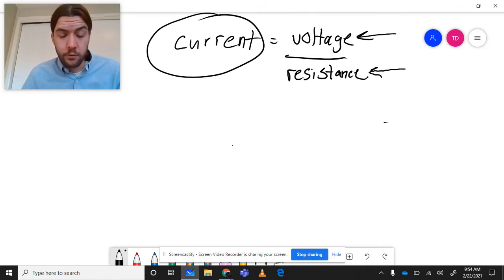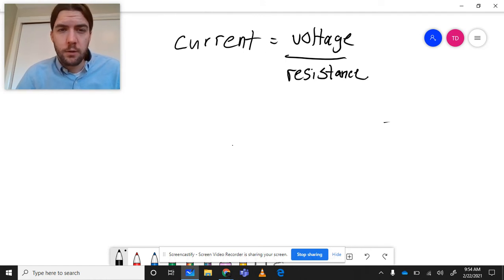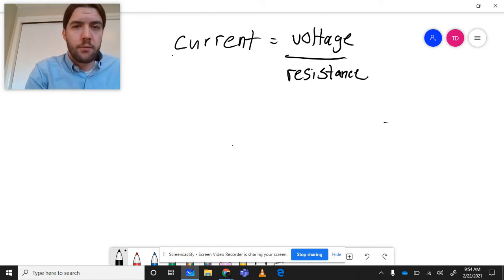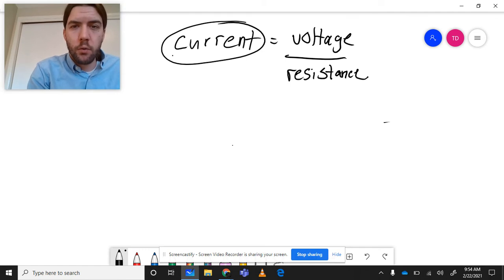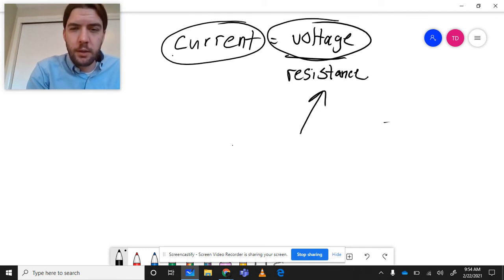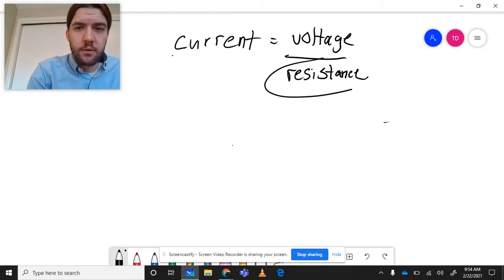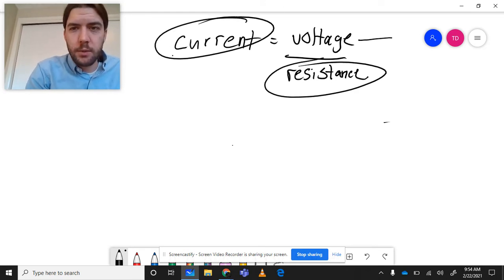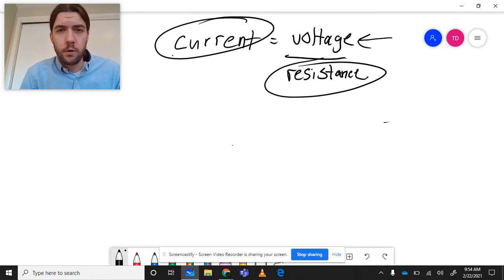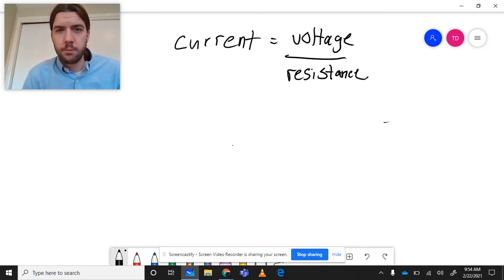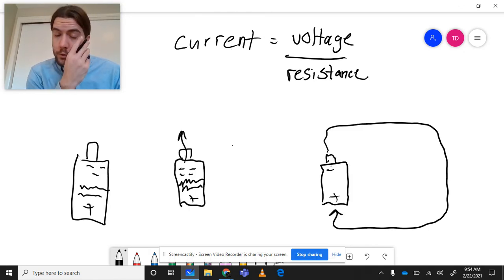Okay, so if you know those two things, how hard it's being pushed and how much resistance there is, then you should be able to tell me something about the current. And if you know any other two things, for example, if you know the current and the voltage, you should be able to tell me what kind of resistance we're experiencing. If you know the resistance and the current, you should be able to tell me what kind of voltage is pushing that current through. Okay, it's just a simple three-part scenario where if you know two of them, you know the last.